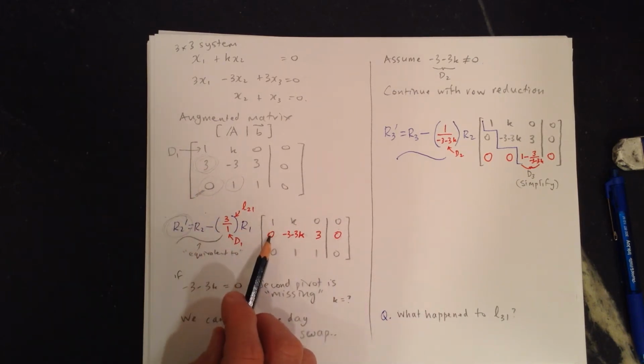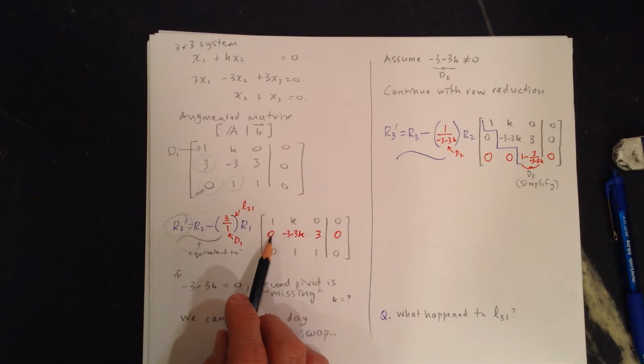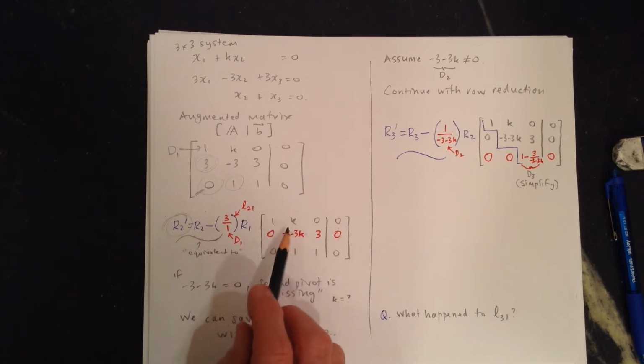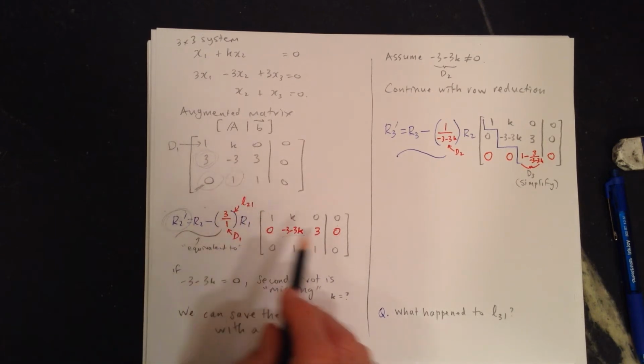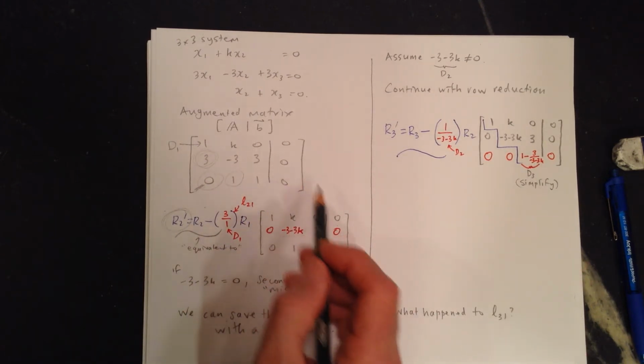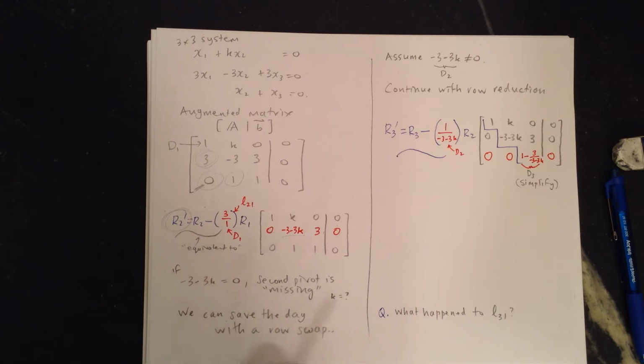This is the whole point. We're trying to get a 0 here. So 3 minus 3 gives us 0. And then we just handle whatever mess we get here. It's minus 3 minus 3k. And 3 minus something times 0 doesn't matter, so it's still 3. And the 0's out here are never going to change.